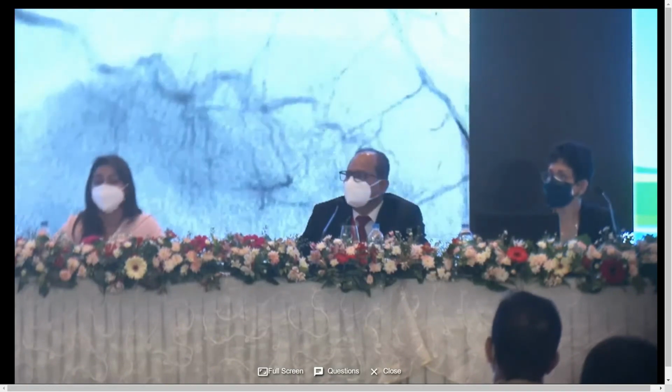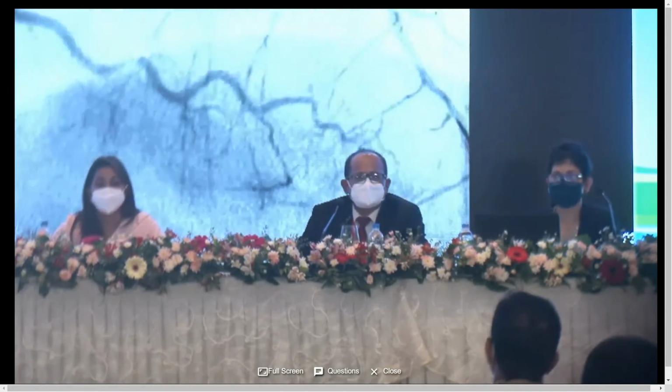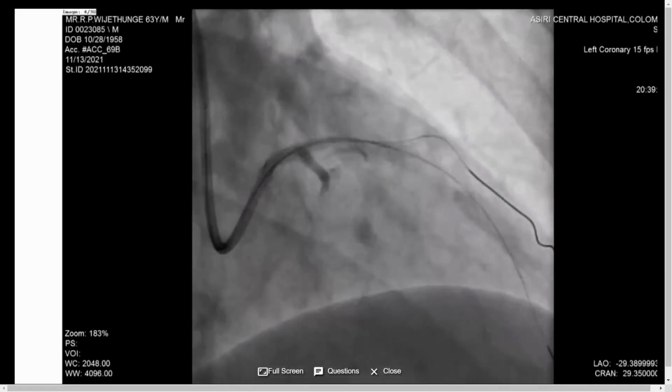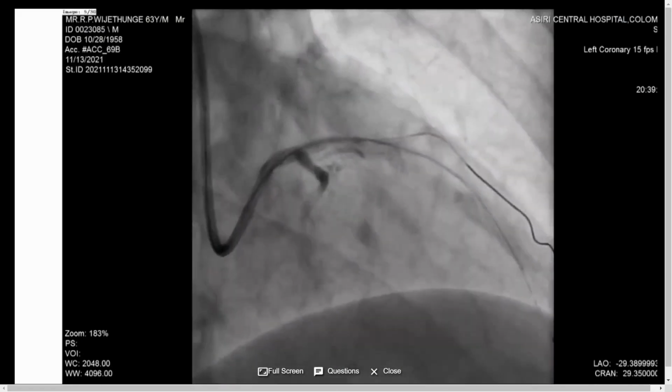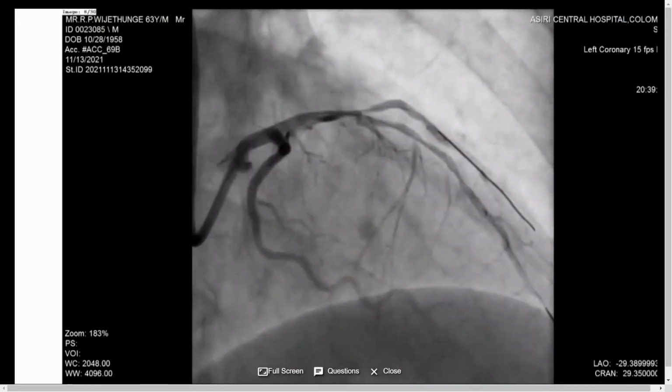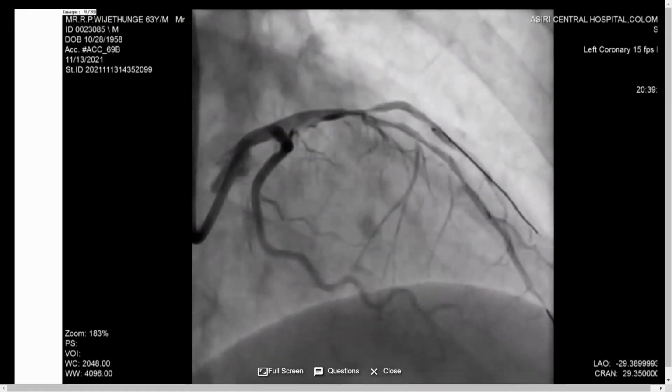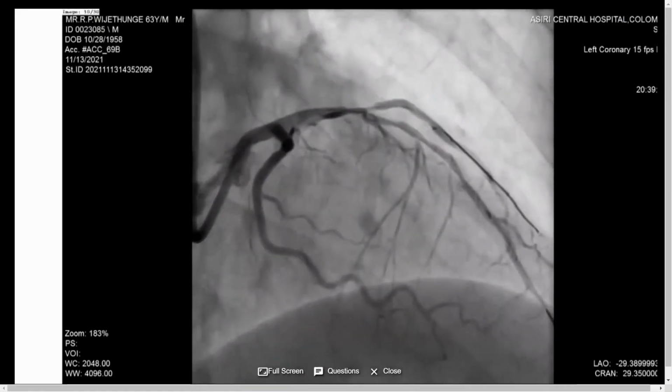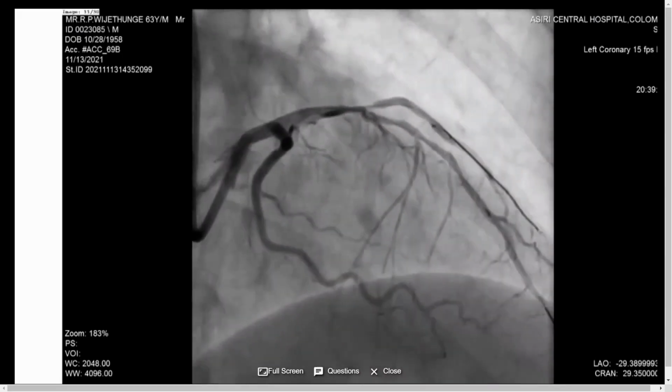Yes, please. This is a LAD and a diagonal in an epicranial view. Can you all appreciate there's a bifurcating vessel, the diagonal? Can one of you describe? Rasika, why don't you?